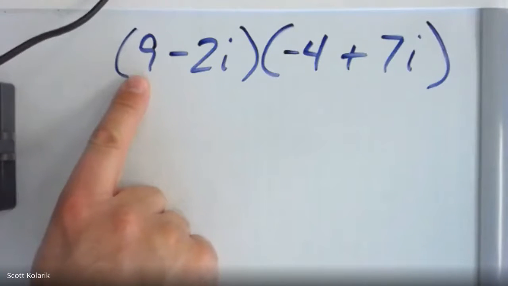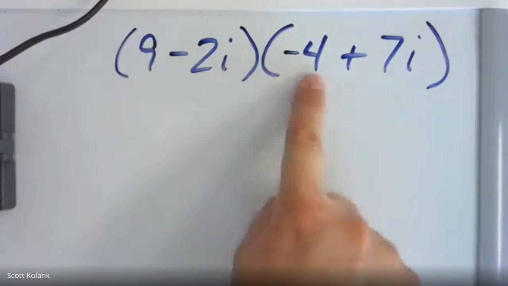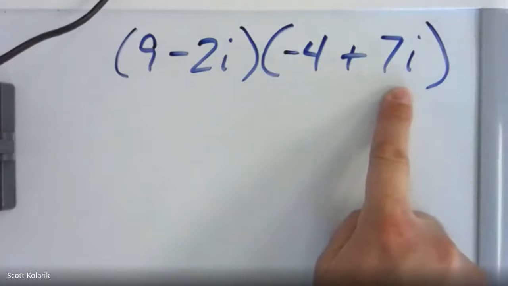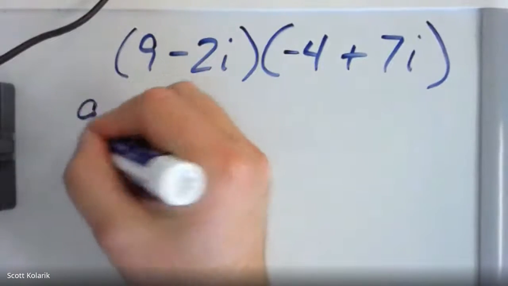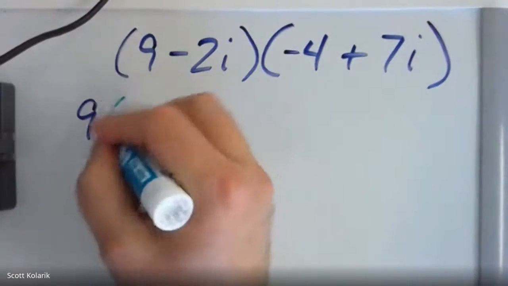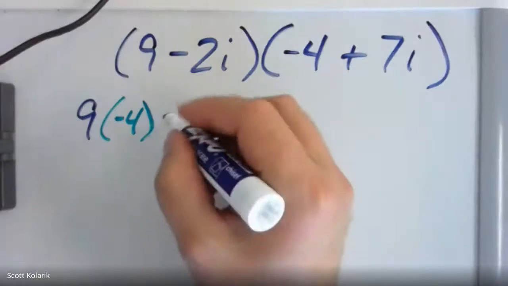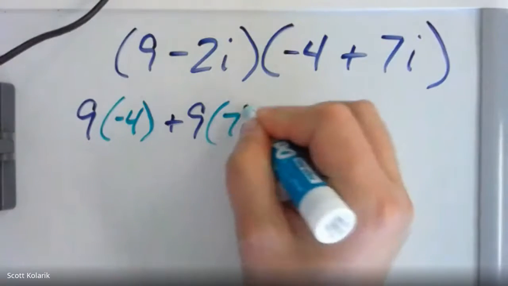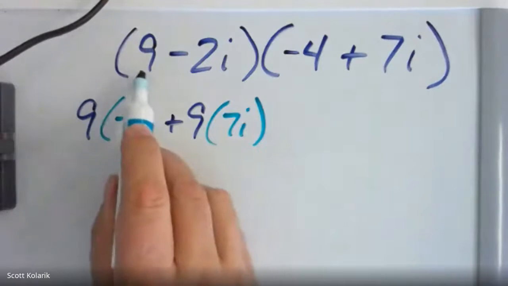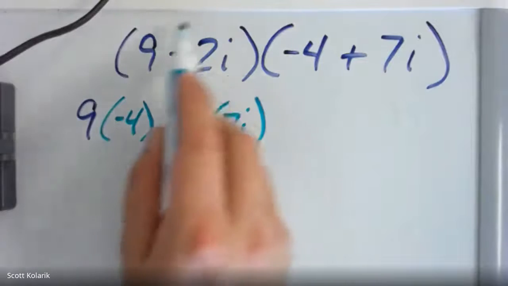So this first object, if I multiply it throughout this parentheses, I'm distributing 9 times negative 4 and then 9 times a positive 7i. So in this case, I'm going to end up with 9 times negative 4, and then plus 9 times 7i. That's the positive 9 multiplied by each of these items. Done with 9. Now I'm going to move on to my next object.